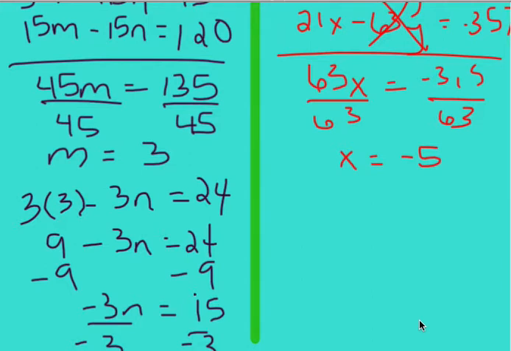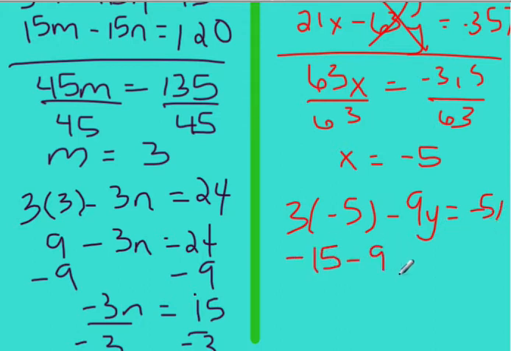So now I know that x is a negative 5, and I can plug it into whichever one I want. I'm going to actually plug it into the bottom original. So I took x out and I put negative 5 in instead. And 3 times negative 5 is negative 15. Minus 9y is equal to negative 51.